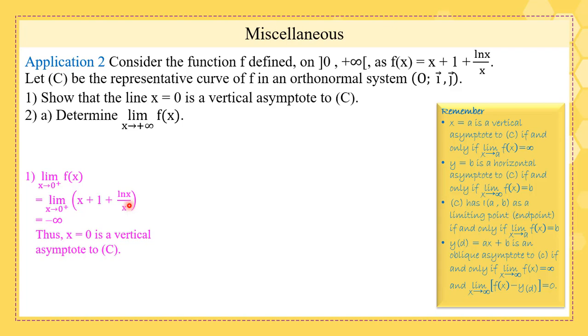2a, determine the limit of f of x as x tends to plus infinity. Also take your time. Okay. Now what is the limit of f of x as x tends to plus infinity? We just substitute. We get the limit of this quantity, and this is plus infinity. Remember, this part tends to 0 when x tends to plus infinity. It was memorized by heart. And this part is plus infinity.